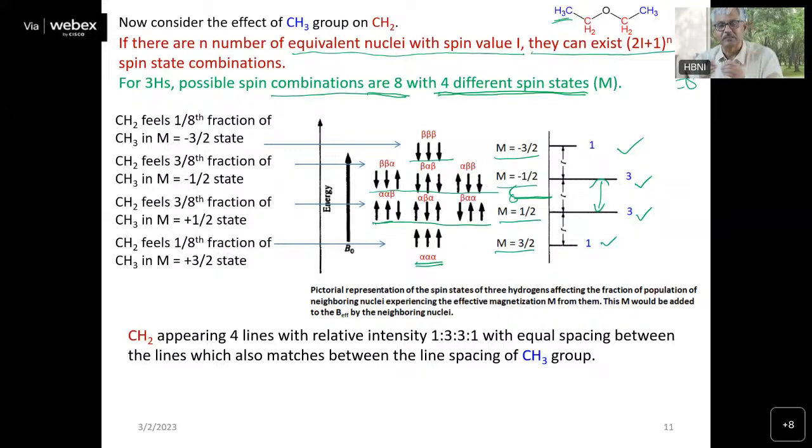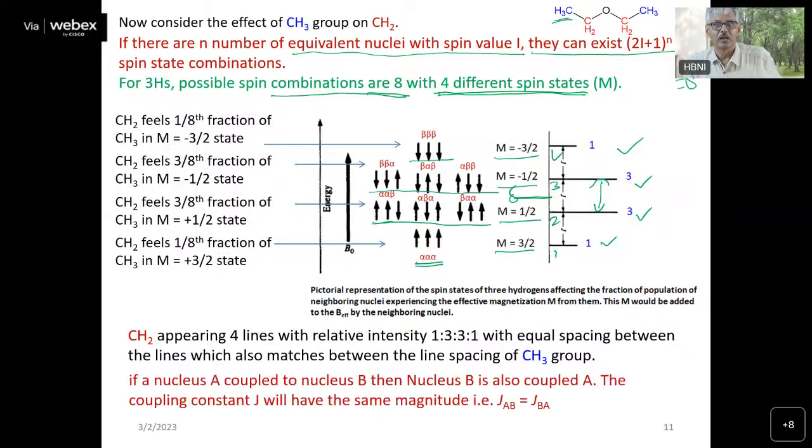So if you number the lines 1, 2, 3 and 4, the average position of lines 2 and 3 will give you the chemical shift. This happens always. If you have an odd multiplicity system, your central line will be the chemical shift. If it is even, you have to take the average of the middle two lines.